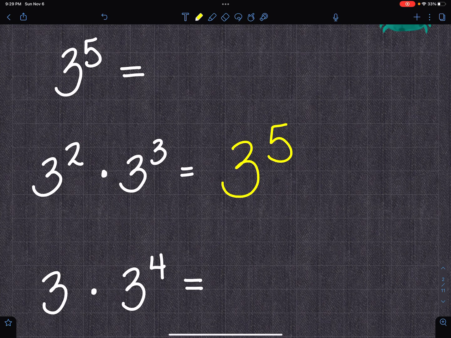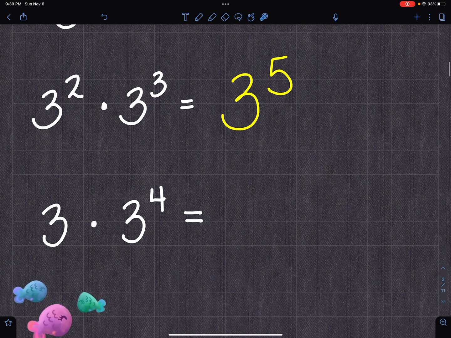Okay, that's cool. Cool enough, right? But how do we get that if you don't want to write a bajillion 3's every time? Well, look at this 2 plus 3. Oh, now you can see what we're going to do here, right?